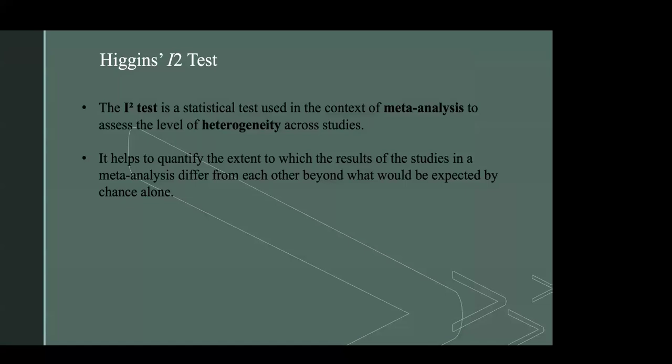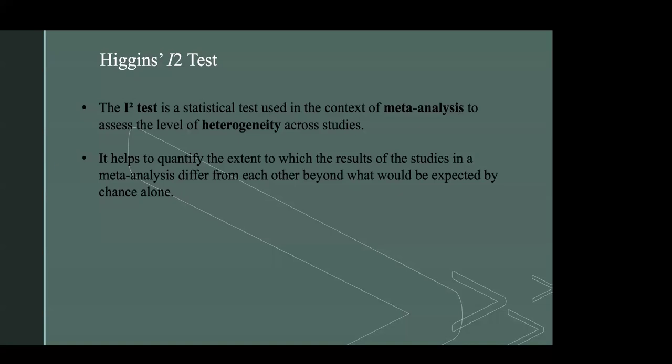Going to the test which was used to assess the level of heterogeneity across the studies, the Higgins I2 test was used. This is a statistical test in the context of meta-analysis to assess the level of heterogeneity across studies. It helps to quantify the extent to which the results of the studies in a meta-analysis differ from each other beyond what is to be expected by chance alone.